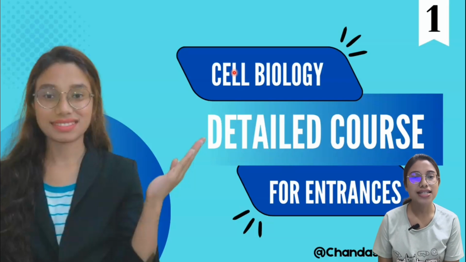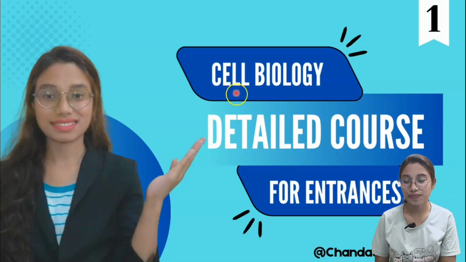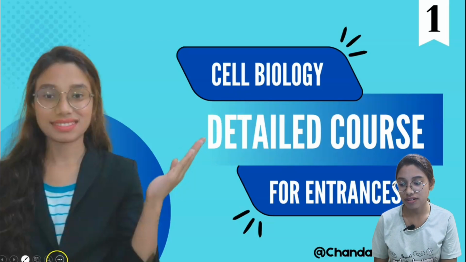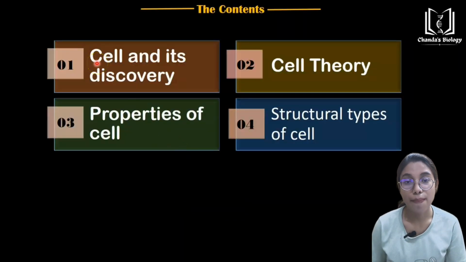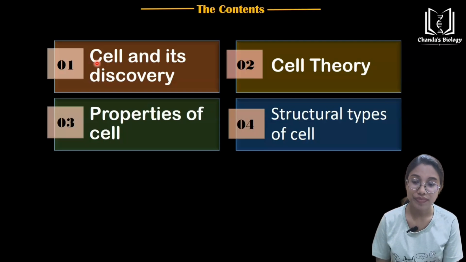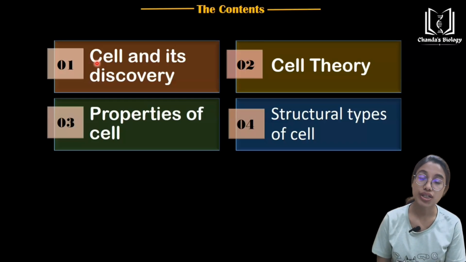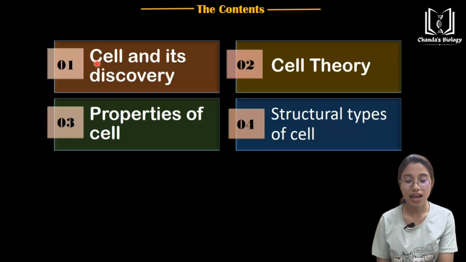Since today it is our first class, I'll try to keep it very simple and easy so that everyone grabs it well. So let's see what it contains. So the contents are here. It will contain the cell and its discovery, the most important, which is cell theory, the properties of the cell, and the structural types of the cell, which is prokaryotic as well as eukaryotic. So stay till the end because I have one important question to ask each one of you. So let's begin.